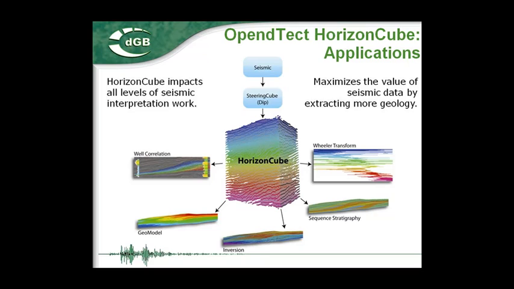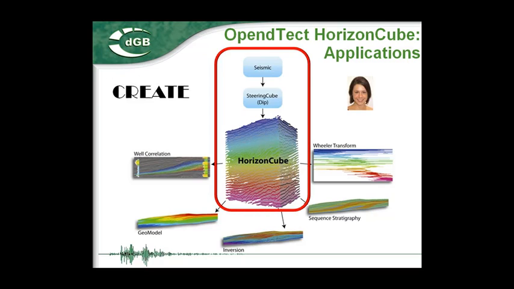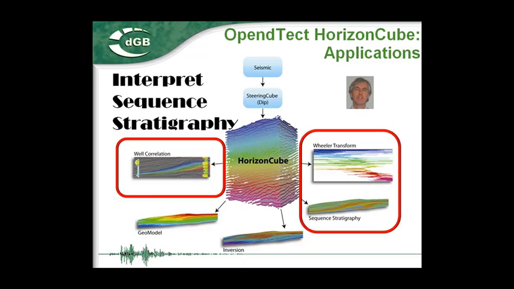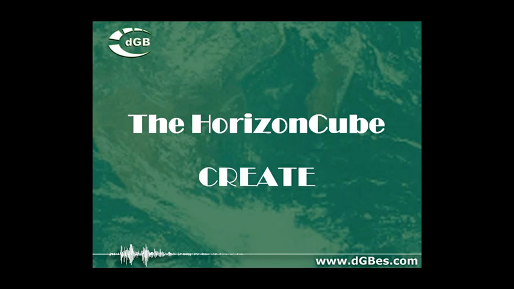Now the applications of the HorizonCube, as I said, can be applied to quite a variety of geology or geophysics. We will show you today how to create the HorizonCube. I will introduce a bit of the background of what you need for creating the HorizonCube and a few of the shortcuts that you may need to learn. Arnaud will introduce some advanced applications dealing with geomodeling and inversion. And Paul will finish up by showing us how you can use the sequence stratigraphy plugin and the well correlation panel.